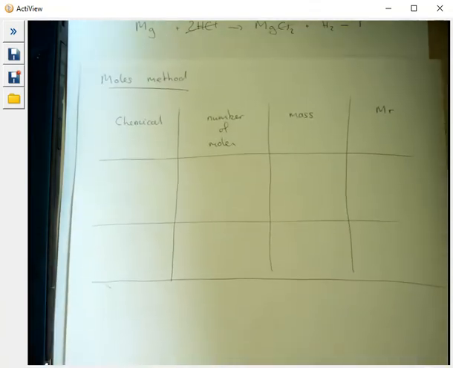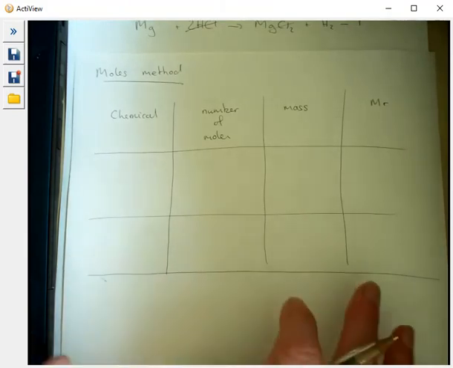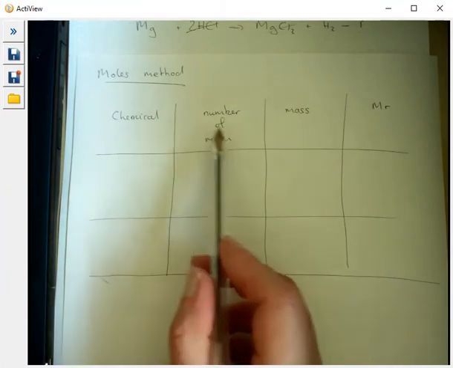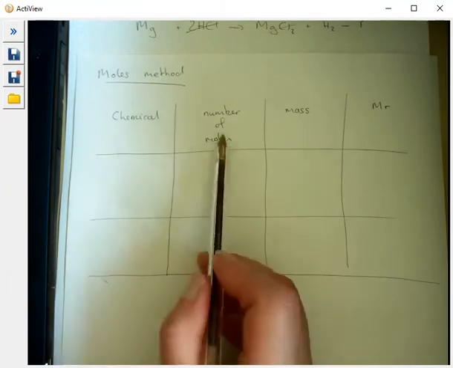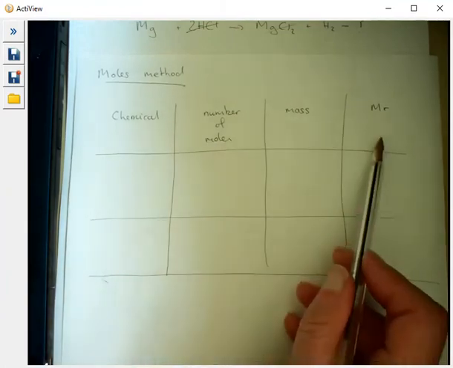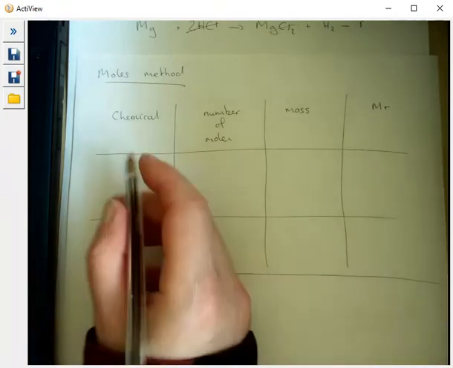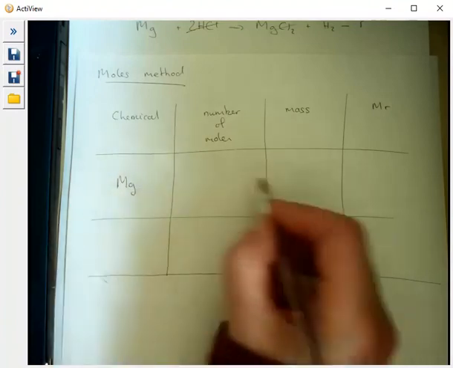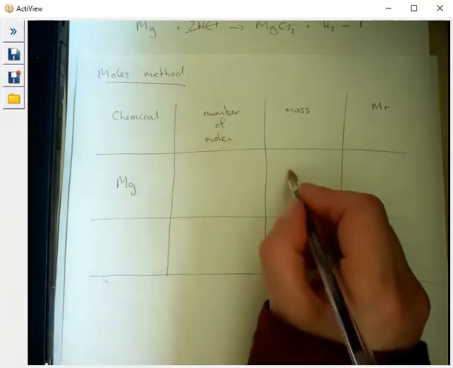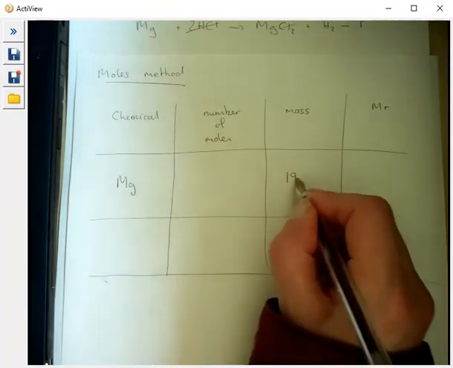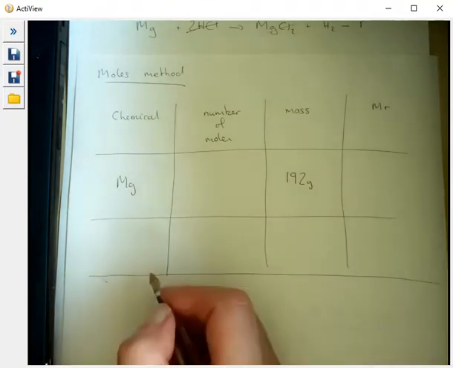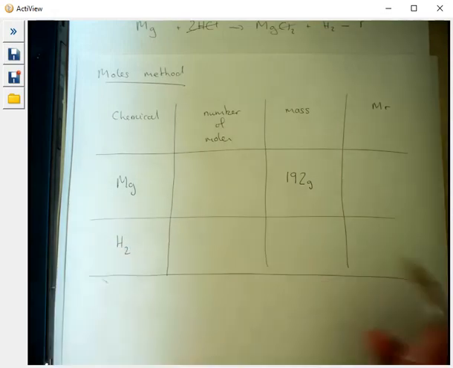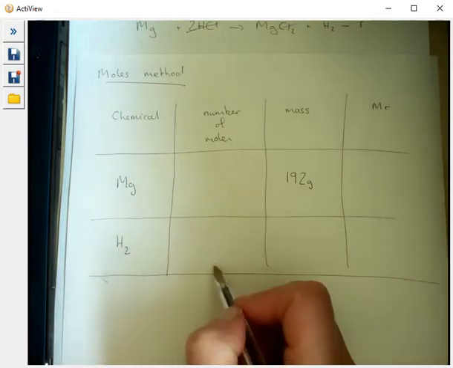But I'm going to show you a second method, which is the moles method. If you're using this method, you need to draw yourself a table like this. So you have the chemical, the number of moles, the mass, and the relative formula mass. The two chemicals I'm interested in are magnesium, because it tells me the mass of that. So in here I can fill in that the mass, because it tells me in the question, is 192 grams. And then the hydrogen is the one I'm trying to work out. And we don't know the number of moles, and we don't know the mass for that.